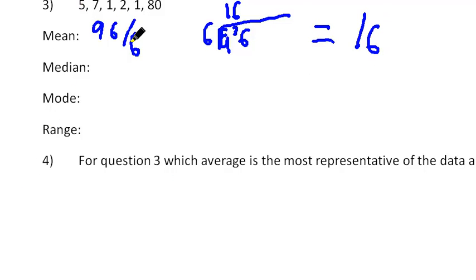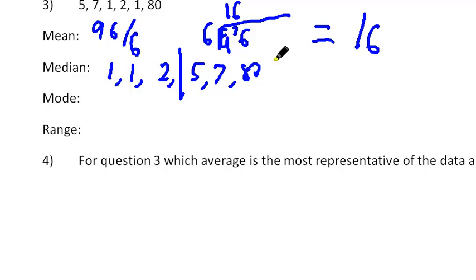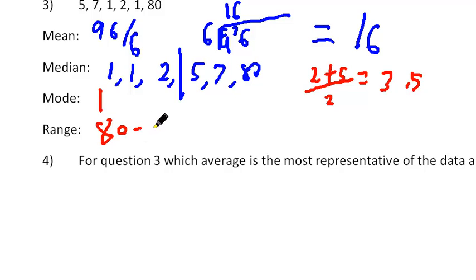The median, when they're not currently in order, are they? So 1, 1, 2, 5, 7, and 80. We ask what's the middle number. 1, 2, 3 in, 1, 2, 3 in, and so the middle number is in between 2 and 5, so if we add 2 and 5 together, and divide by 2 because we're looking for the middle of that, half of 7 is 3.5. The mode is the most common number, which happens to be 1, and the range is 80 take away 5, which is 75.